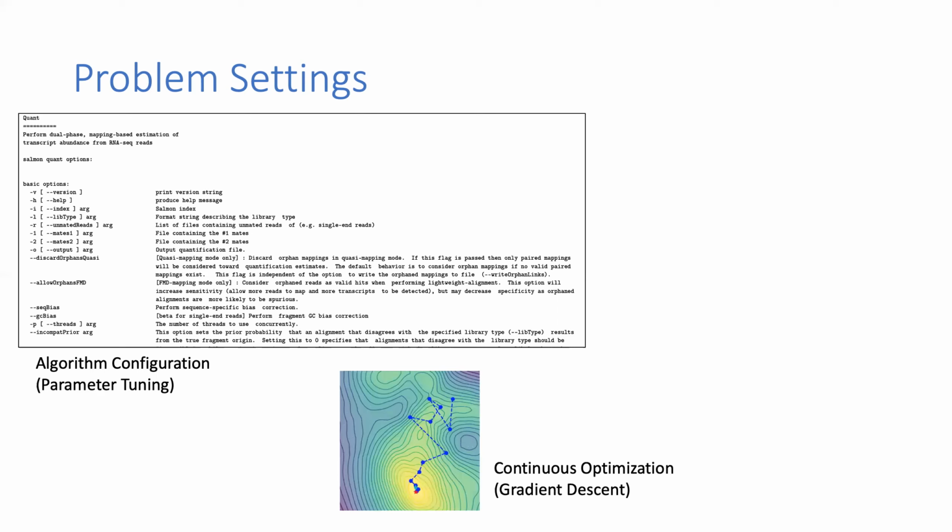There's continuous optimization, such as gradient descent. Gradient descent is the workhorse of continuous optimization, and we can think about ways of learning something that looks like gradient descent but is a learned algorithm.